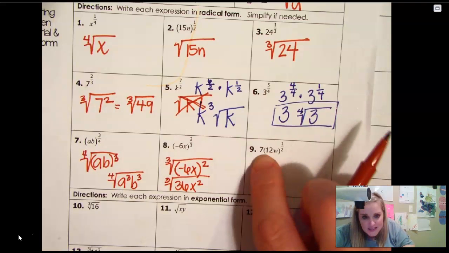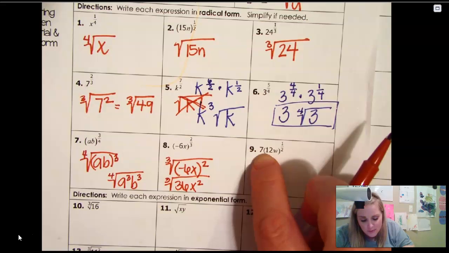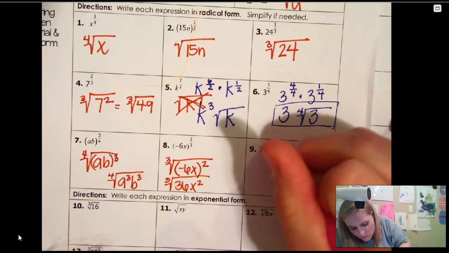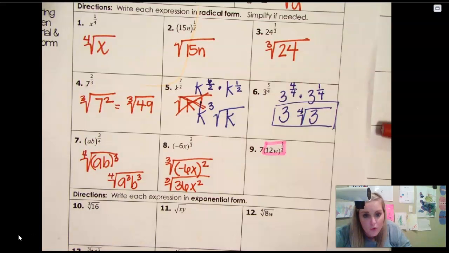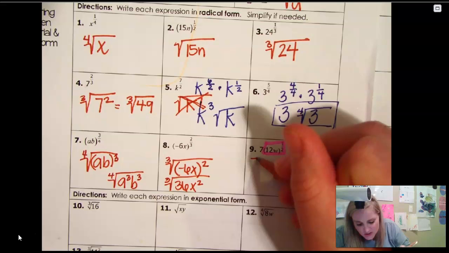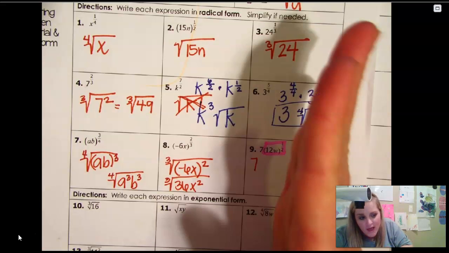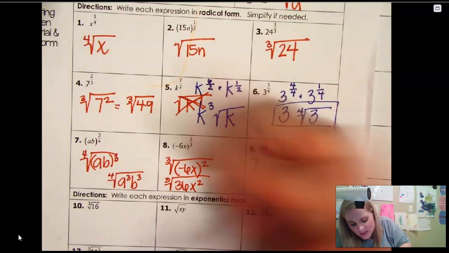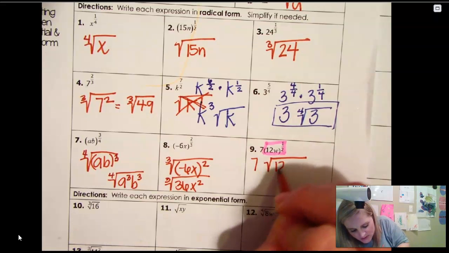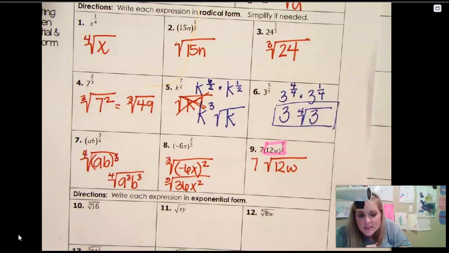All right, this 7 is on the outside of the parentheses, so that 1/2 only is for the parentheses that's directly in front of it, which is 12W. So that 7 is just going to be out there away from it on its own. Then you have the square root of 12W to the 1st power. Since it's to the 1st power, I'm not putting the parentheses in the 1. I just leave it like that.